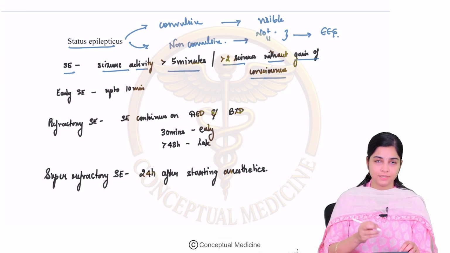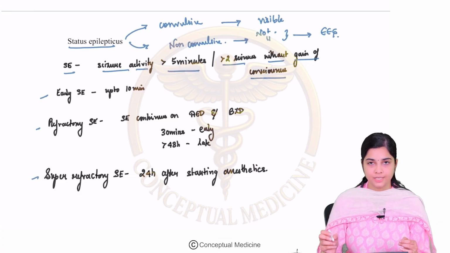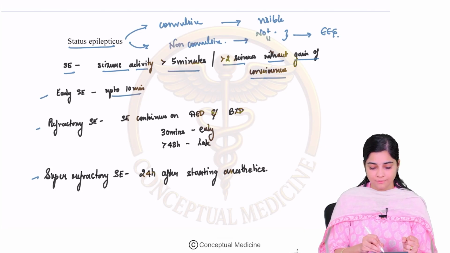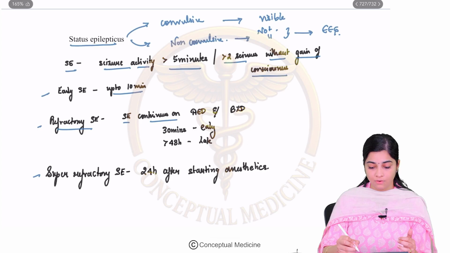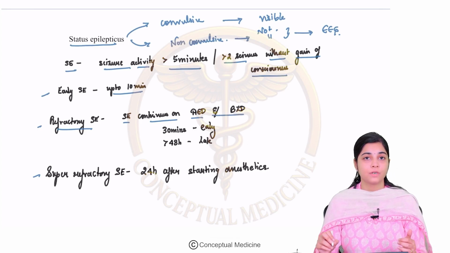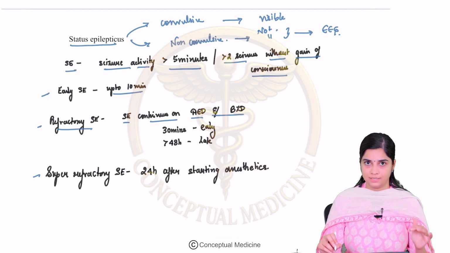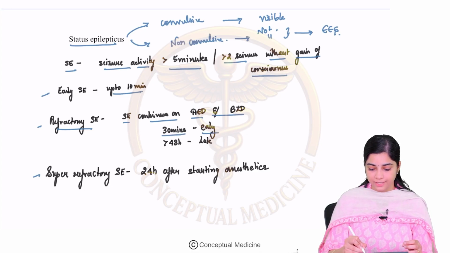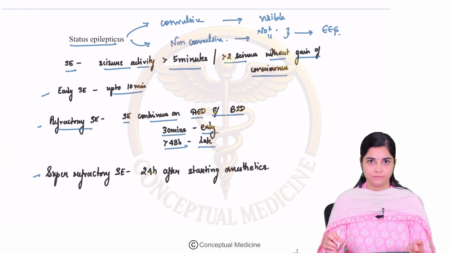Now, status epilepticus, based on how long it has been there, can be classified as early, refractory and super refractory. Early status epilepticus is up to 10 minutes. Refractory status epilepticus is when your status epilepticus continues despite anti-epileptic drugs and benzodiazepine. The first line drugs are benzodiazepine and second line drugs are AED. So despite this, if the status epilepticus is continuing, it is refractory. So 30 minutes is early refractory. If it is more than 48 hours, you still have seizure activity, it is late refractory.